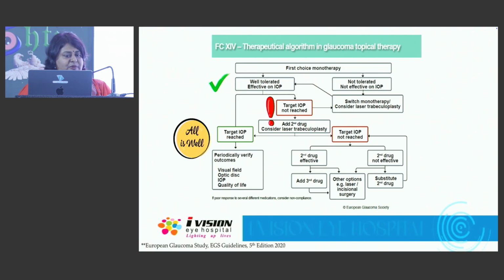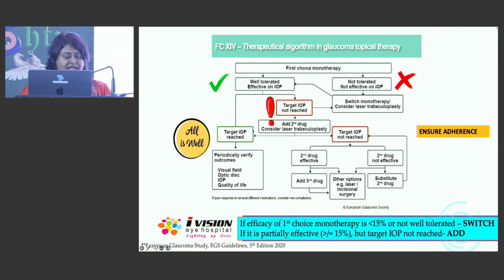If the target IOP is not reached, then you can consider a second drug. What happens if the medicine is not tolerated? Then you have to switch the medication. But before switching the medication, you have to make sure the patient is compliant with the medication and adherence has to be made sure.